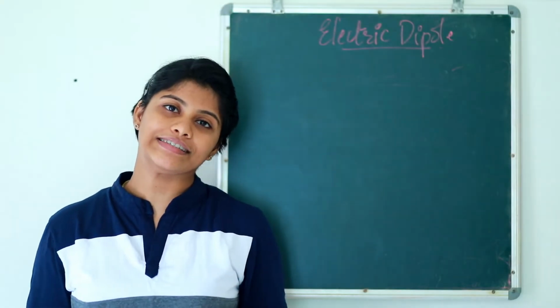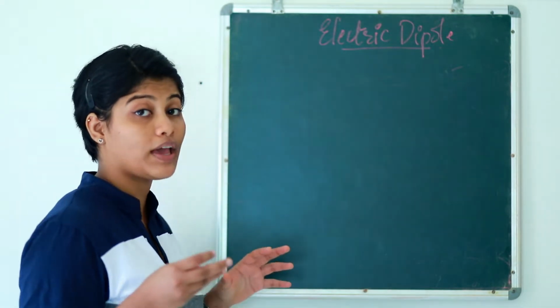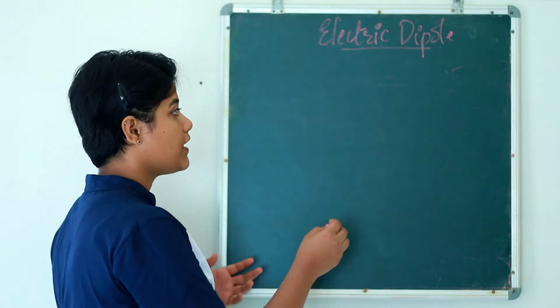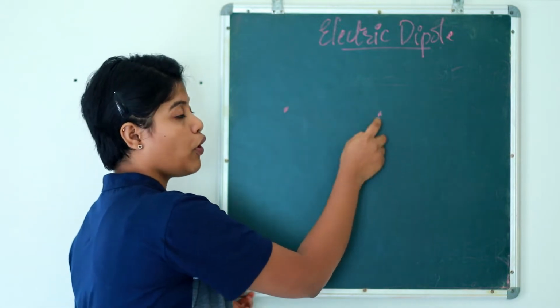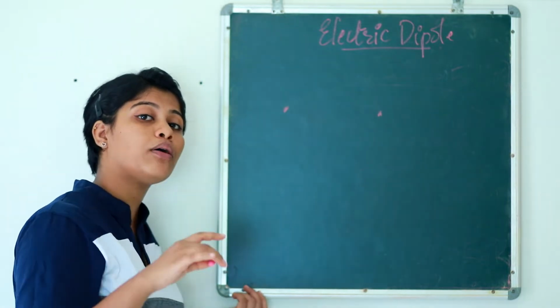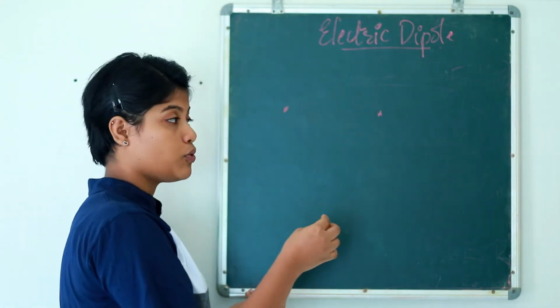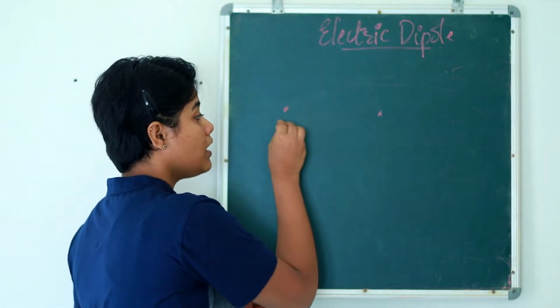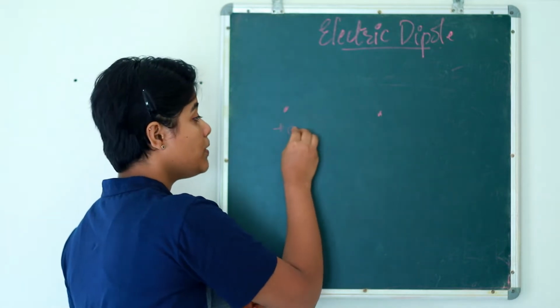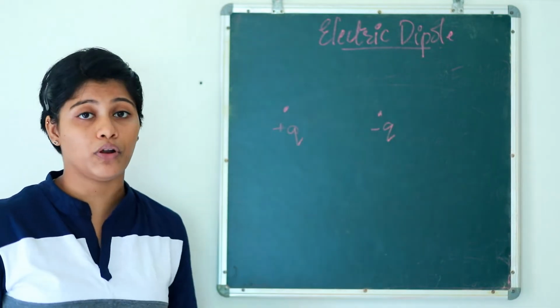So, what is a dipole? The word dipole means two poles. When there are two point charges in a system, when does it form a dipole? A dipole is formed when these two charges are of opposite sign. That is, one of them should be a positive charge and the other should be a negative charge. That is the case when we can say that a dipole exists.